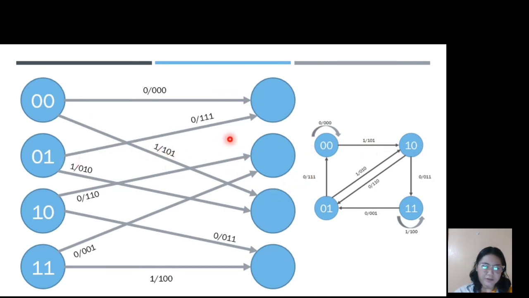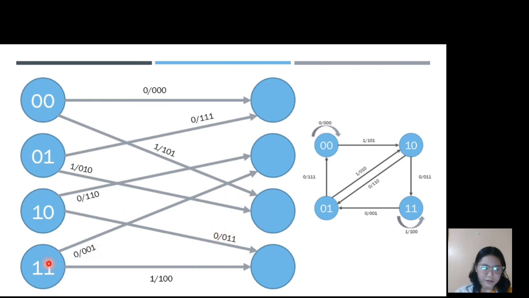For 0,1 to 0,0, it is 0 over 111, as can be seen here. And for 0,1 to 1,0, it is 1 over 0,1,0, as can be seen here. And for 1,0 to 0,1, it will be 0 over 110, as can be seen here too. And then 1,0 to 1,1 is 0 over 011, also the same here.